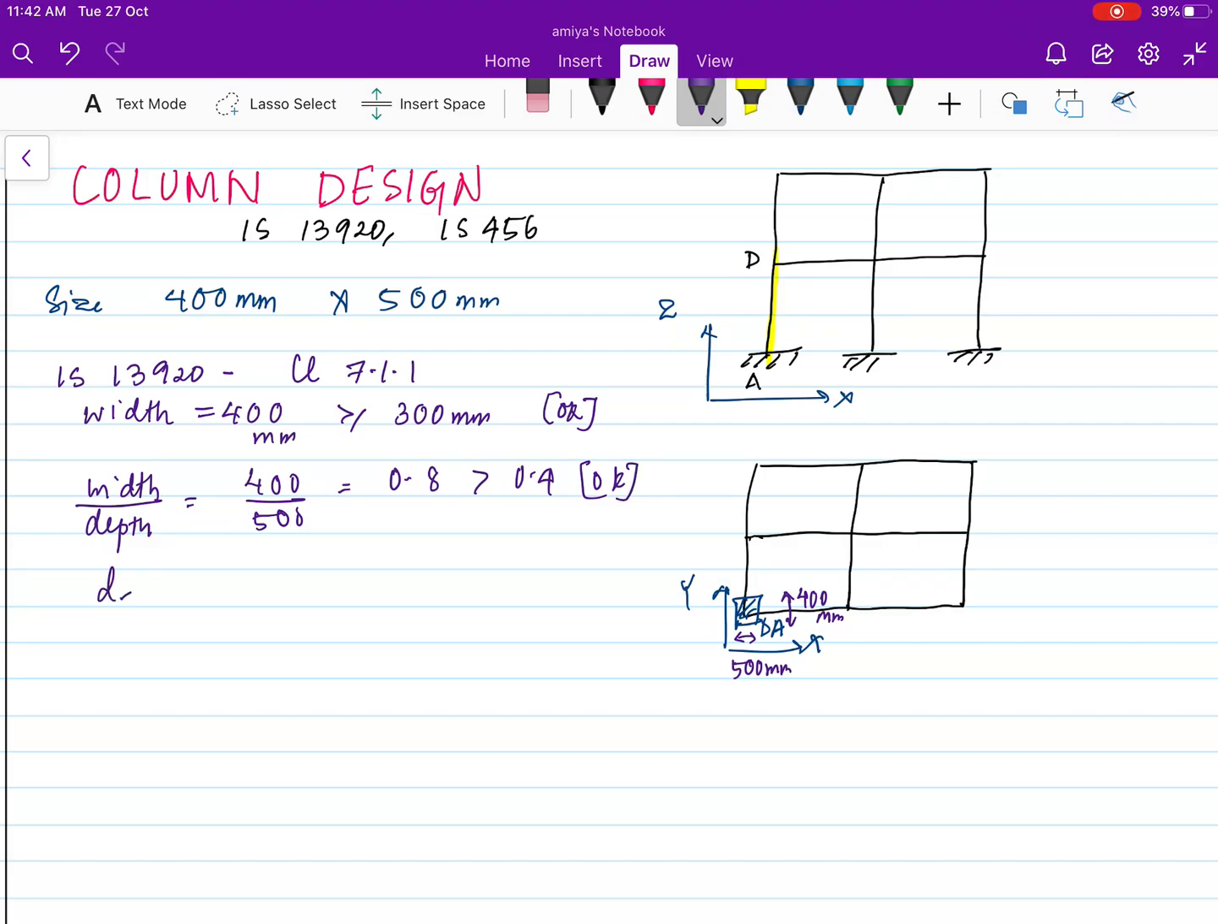Next, our depth, which we have taken as 500 mm, should be greater than 20 times the diameter of bars used in the column. Let's assume that we are going to use a 16 mm diameter bar. So 20 into 16 is 320 mm. Now 500 is greater than 320 mm, so our member size is correct.